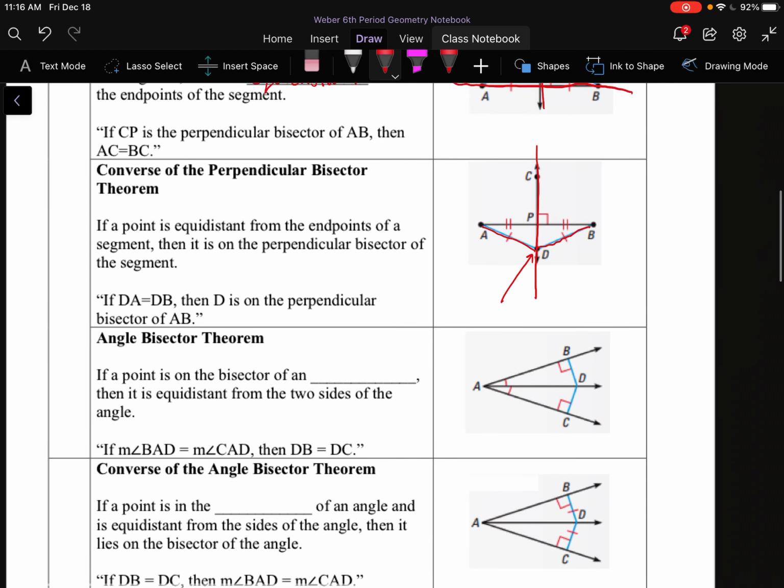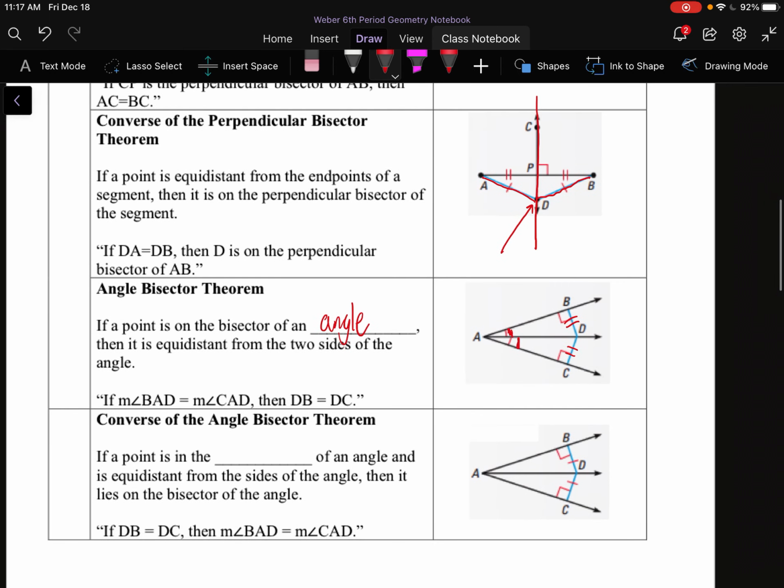Next, we have our angle bisector theorem. If a point is on the bisector of an angle, then it is equidistant from the two sides of the angle. Here, if the measure of angle BAD, so this angle here, equals the measure of angle CAD, so this angle here, then DB, so this segment here, is congruent or equal to DC. So these two segments are congruent, so I'll mark those with two tick marks to show that they are congruent.